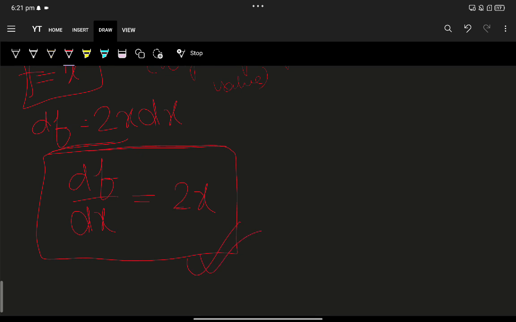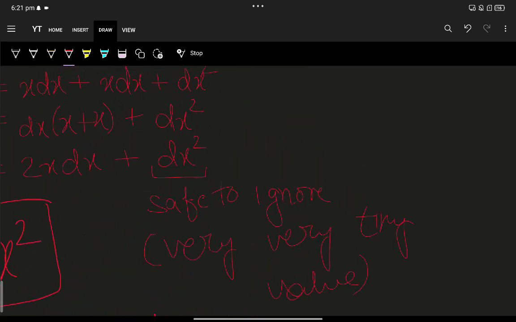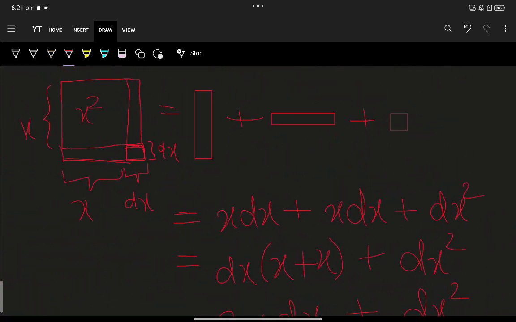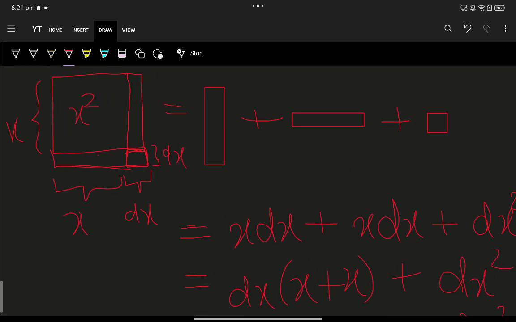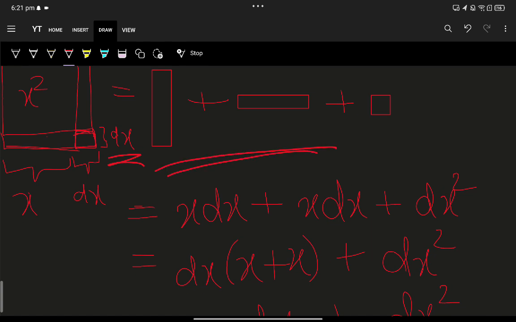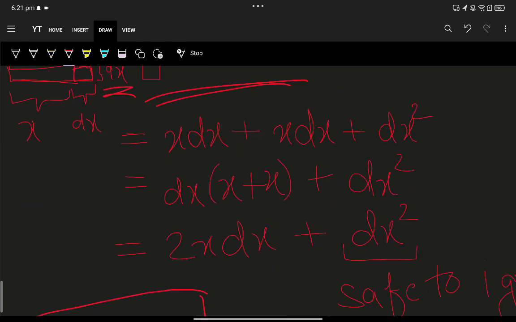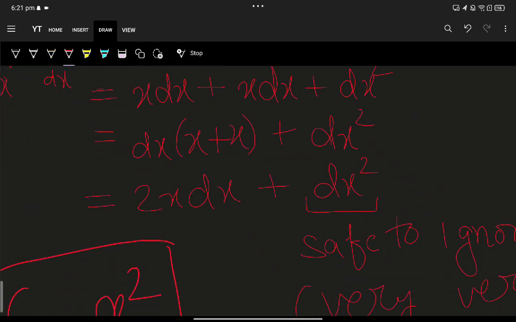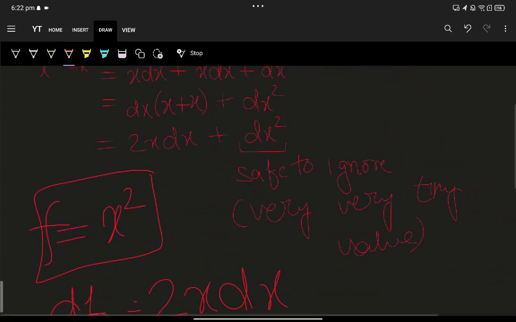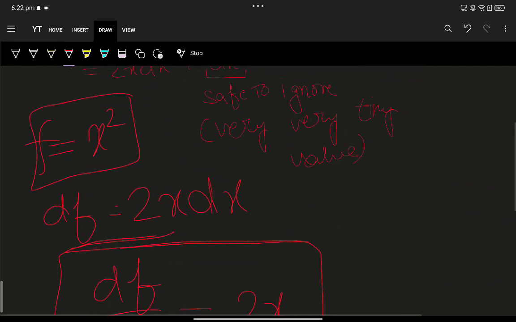So when you are given a function that is x square, this is its derivative. And now you know how it came. You are not just memorizing that d by dx of x square is equal to 2x. Now you know how it came, right? So basically, if I have to summarize it in a nutshell, the change in area in this square is caused by dx, and then you are adding all the areas, and you are ignoring this dx square. So by ignoring it, you get df is equal to 2x dx.